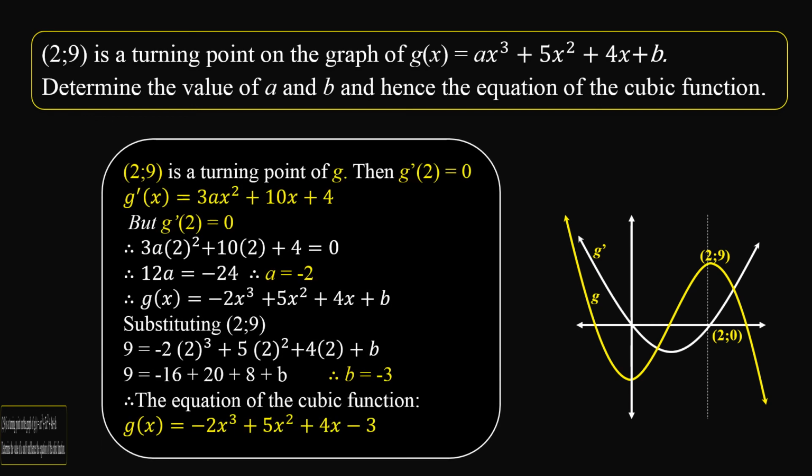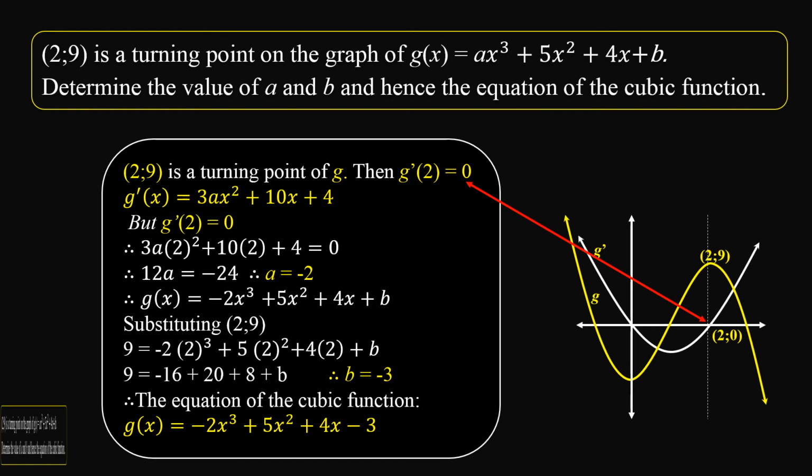G dash x is 3ax squared plus 10x plus 4. But we have seen that g dash 2 equals 0. So we put 2 for x. So we get 3a times 2 squared plus 10 times 2 plus 4 equals 0. Simplify that. We get 12a equals minus 24, a equals minus 2. So we got the value of a.